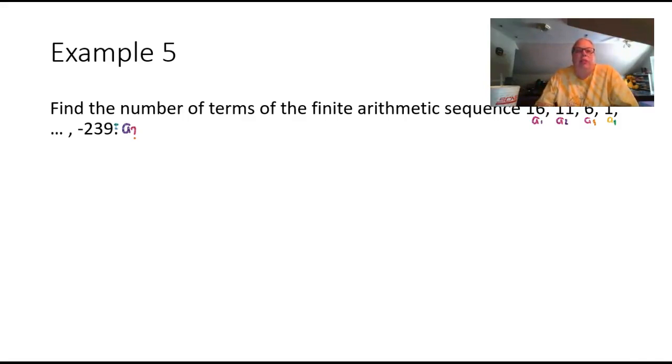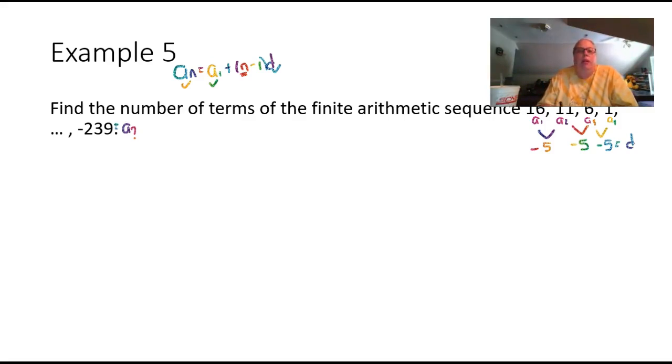Okay, I'm actually going to use my formula. A sub n is equal to A1 plus n minus 1 times D. This is the one we're going to be looking for. I know this, I know this. I don't have this, but I can get it because I have 4 terms of the sequence right here. So let's see, 11 minus 16, that gives me negative 5. 6 minus 11, that gives me negative 5. And then 1 minus 6 gives me negative 5. So it looks like our common difference D is going to be negative 5.